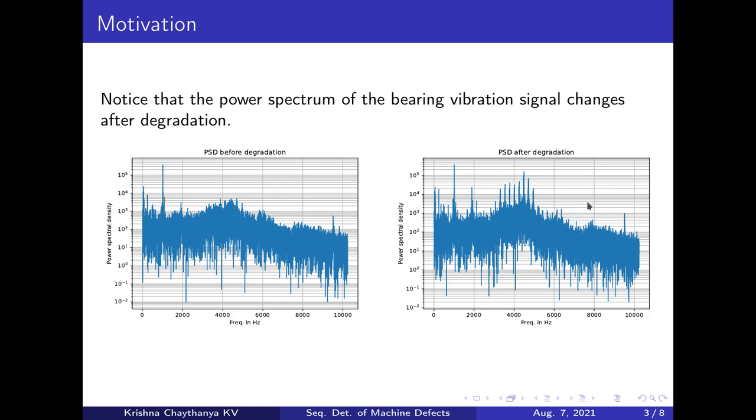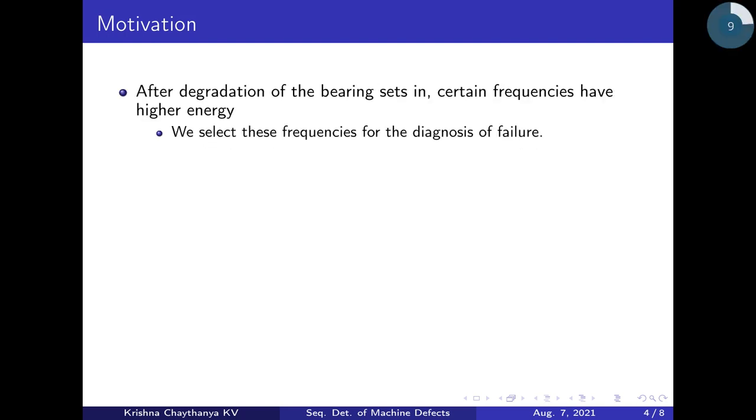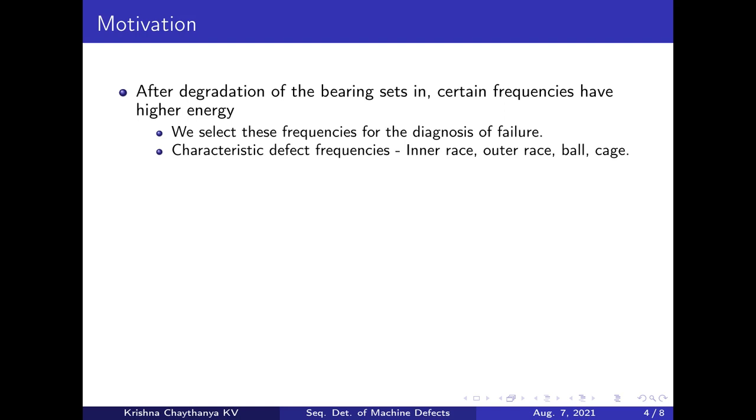Notice how new frequencies appear in the PSD after degradation has set in. Thus, after degradation sets in, certain frequencies have higher energy in the power spectral density of the vibration signals. We select these frequencies for analysis. The frequencies which are sounded when the bearing develops a defect are well documented. These frequencies are called the characteristic defect frequencies of the bearing and depend upon where the defect has occurred, whether the defect is in the inner race, outer race, the ball, or the cage.